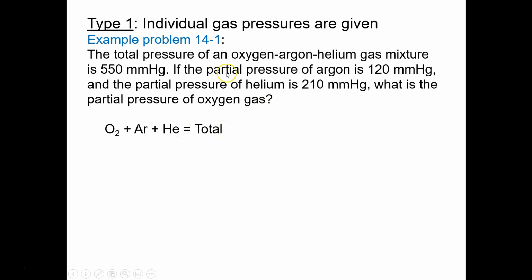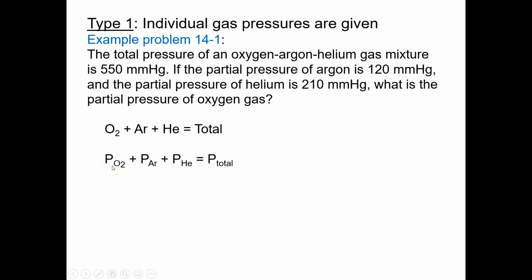Now, they're giving us that the partial pressure of argon is 120 millimeter mercury and the partial pressure of helium is 210 millimeter mercury. What is the partial pressure of oxygen gas? When it says partial pressure, this terminology just means the pressure of a particular gas in a mixture. So partial pressure of argon is denoted P with the subscript Ar, and partial pressure of helium is P subscript He, and same thing with O2.